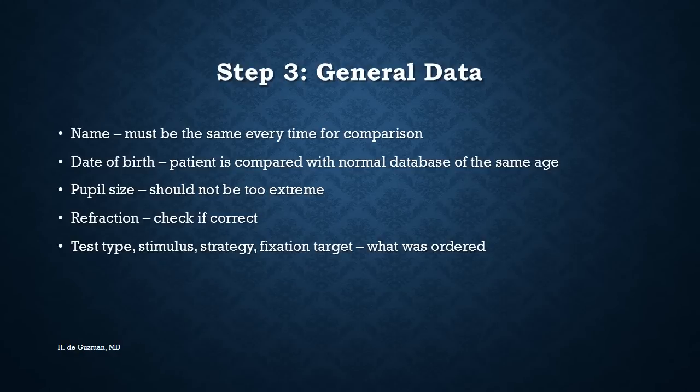The name should be the same for every test for future statistical analysis by the machine. If the name is different, if the patient's name is spelled differently, or the first test had the full name, second test didn't have the middle name, then the machine will think those are two different patients and the results cannot be compared. The date of birth must be correct because the patient is compared with a normative database of the same age. The pupil size should not be too big or too small.